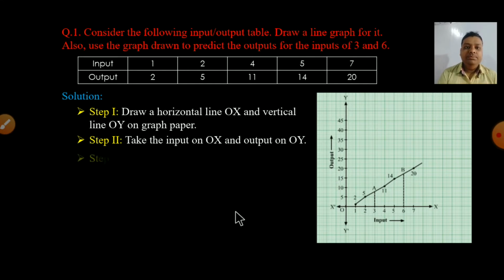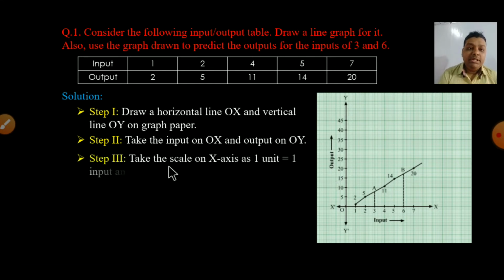Now step 3, we have to take the scale. Take the scale on the x-axis as 1 unit. These are all consecutive numbers, only some are missing, so we can take 0, 1, 2, 3, 4, 5, 6, 7 like this. And on the y-axis, 1 unit is equal to 2 output units. We can take 0, 5, 10, 15, 20, 25 like this.